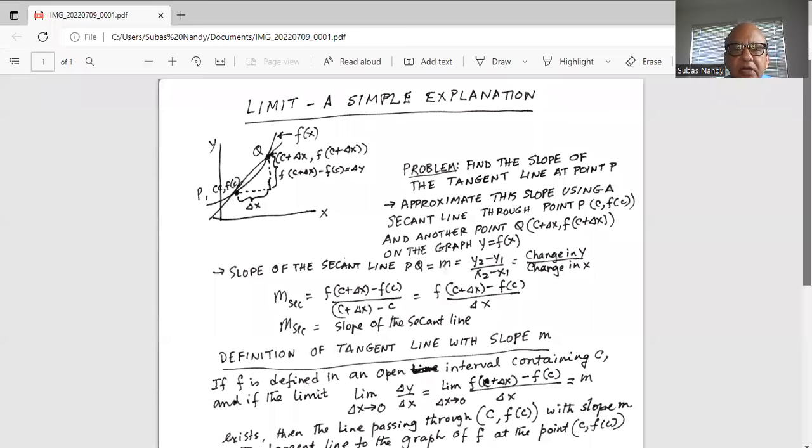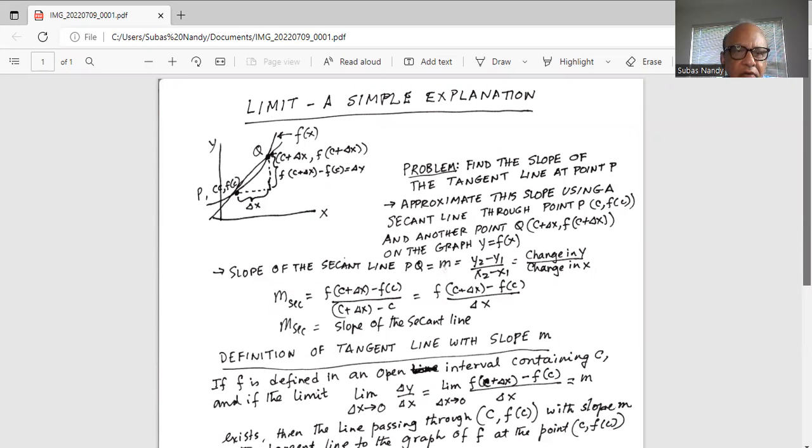Limit, a simple explanation. Problem: find this. Finding the limit boils down to finding the slope of the tangent line at point P on the graph of y equal to f(x). I've shown the curve y equal to f(x). I've located the point P, which has the x coordinate of c and the y coordinate of the function of c.